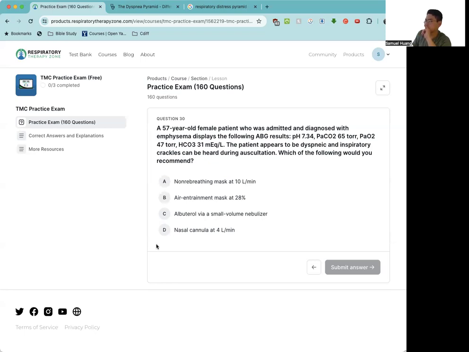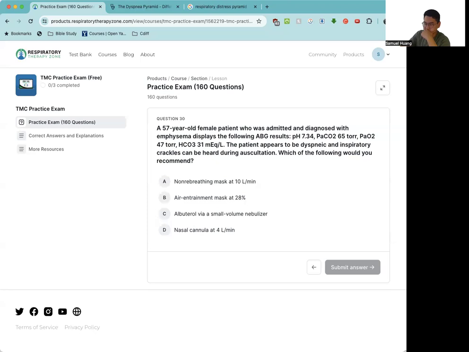PaO2 is terrible. It's 47. Non-rebreather versus albuterol could help, but it's not really wheezing. Lasix probably will help in this case. Air entrainment is good. So it shows that they have compensated respiratory acidosis. PO2 is low. It's lower than what you would expect in COPD.